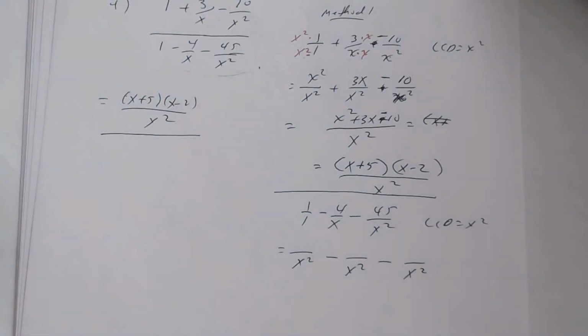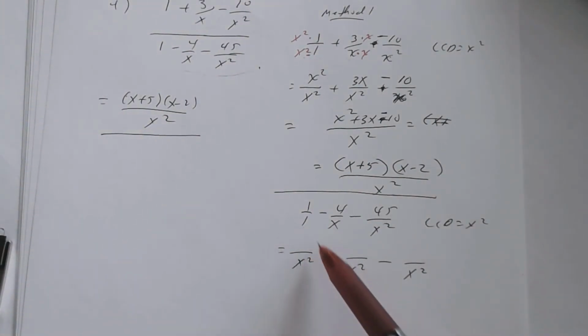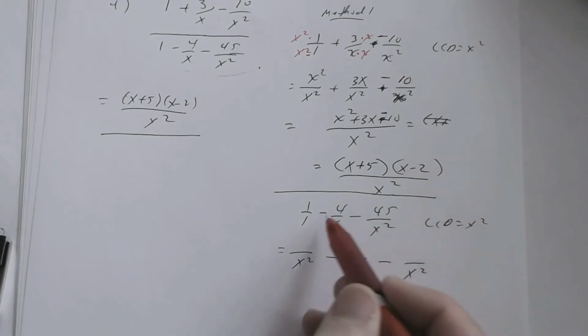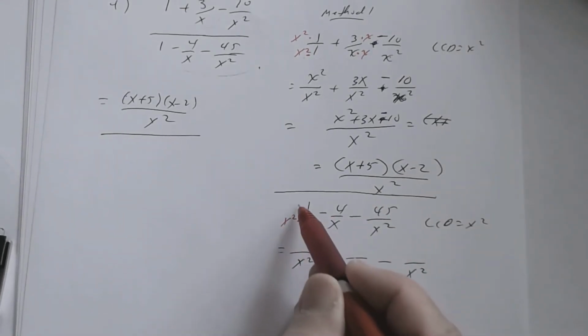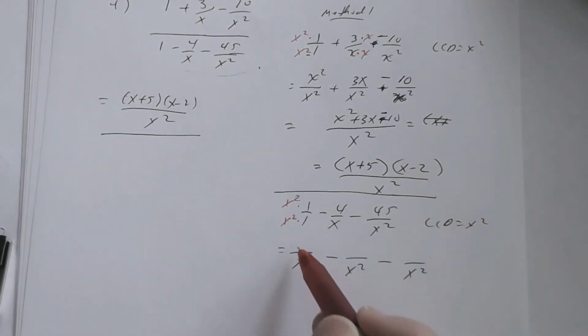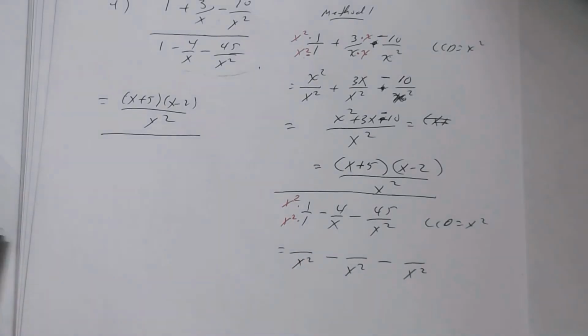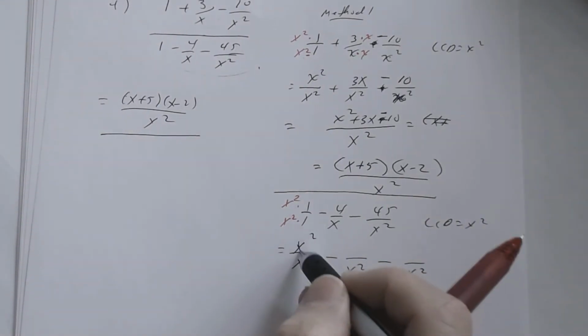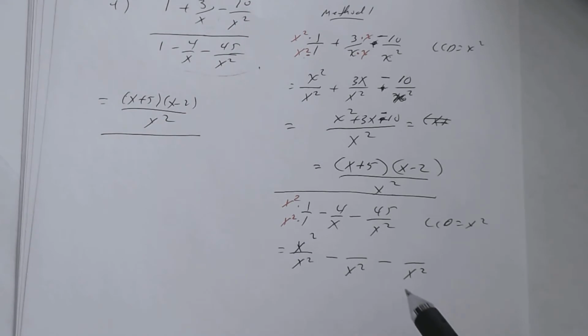And now you're going to write equivalent fractions. So I have a denominator 1 here. I want it to be an x squared, so I've got to multiply by x squared. But what I do to the denominator, I do to the numerator. And so this is going to be x squared right here. And it makes sense because x squared divided by x squared is 1.